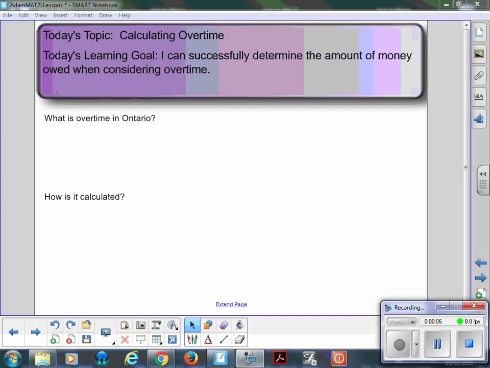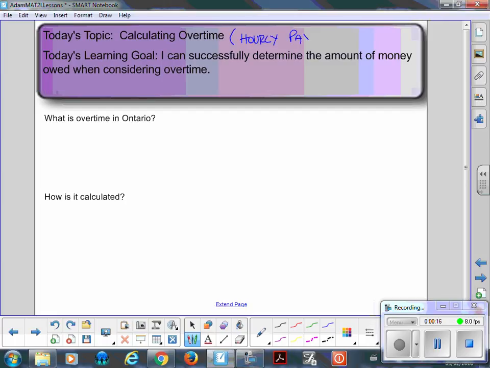And the last one is calculating overtime. This is for jobs that are hourly pay, because with the other options you don't get overtime. We're in Ontario, so the goal is I want you to be able to calculate overtime.